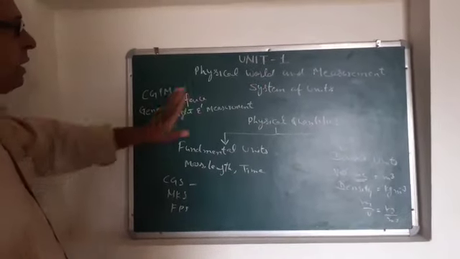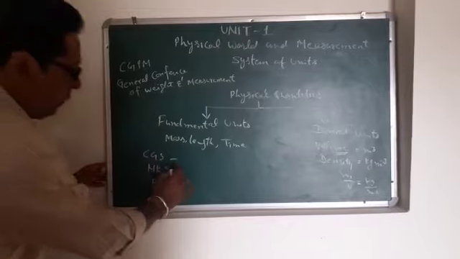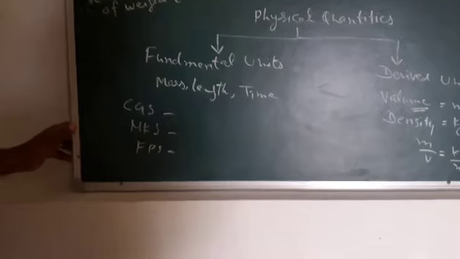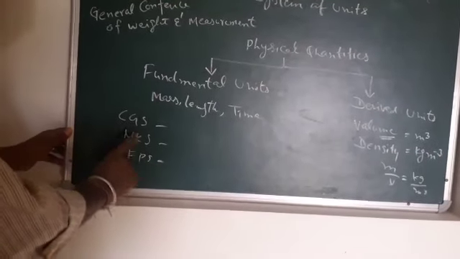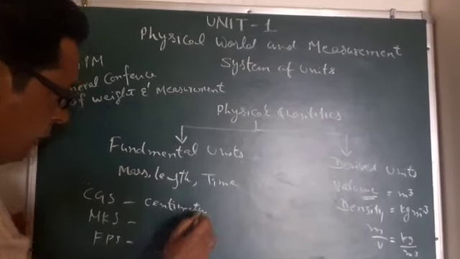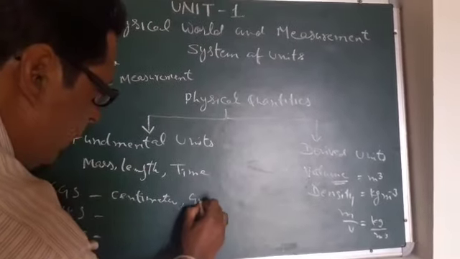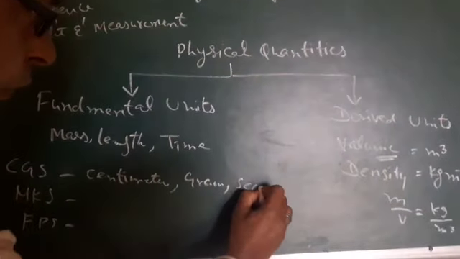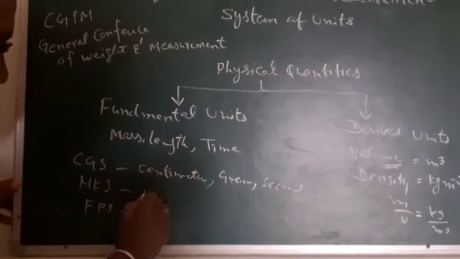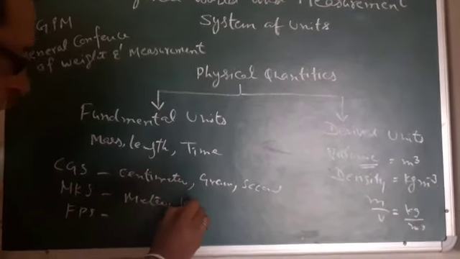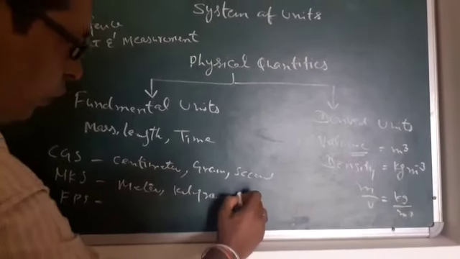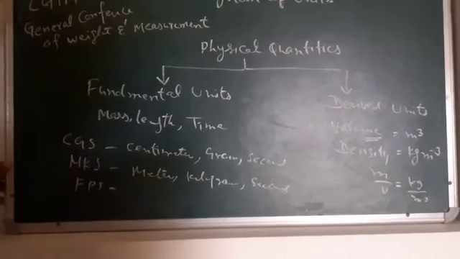Basically, the system of units is of three types: the CGS system, the MKS system, and the FPS system. CGS means C stands for centimeter, G stands for gram, and S stands for second. Similarly, next we have the MKS system. M means meter, K stands for kilogram, and S stands for second, which is the unit of time.